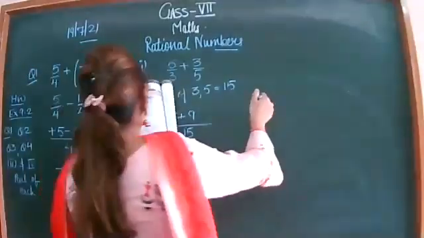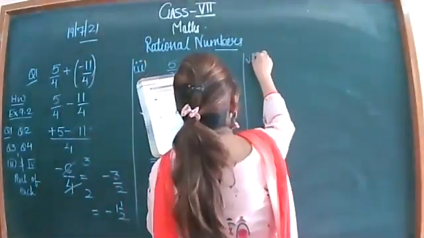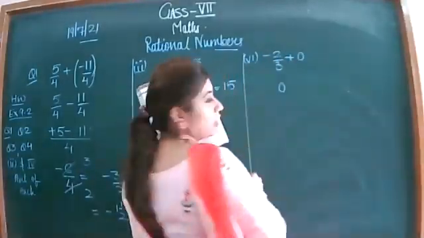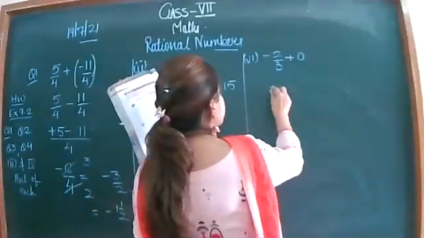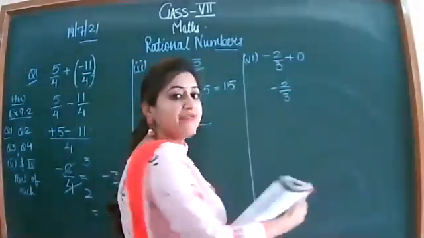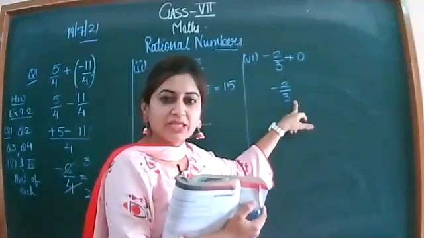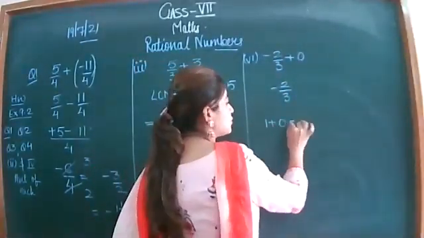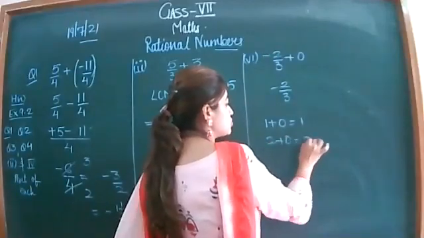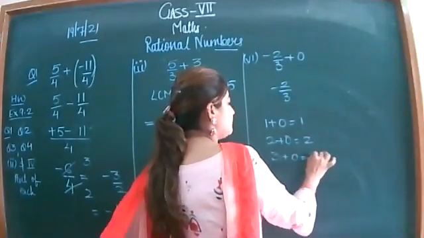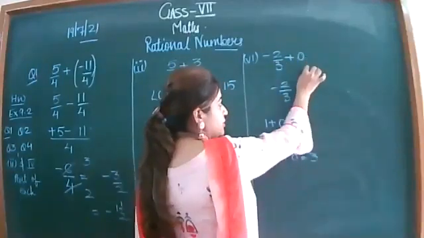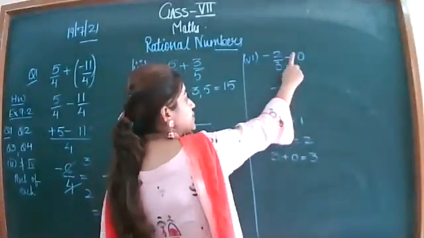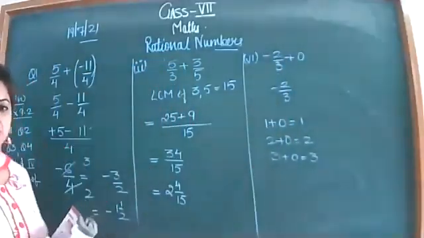Yes, see one more part. In the sixth part, whenever you add any number to 0, the answer will be that same number. Oh, sorry. Answer will be minus 2 by 3. If you multiply, then the answer will be 0. And if you add, you will get the same number. If I add 1 plus 0, answer is 1. 2 plus 0 is 2. 3 plus 0 is 3. So in the same manner, minus 2 by 3 plus 0 will be minus 2 by 3. If multiplication is there, then the answer must be 0.